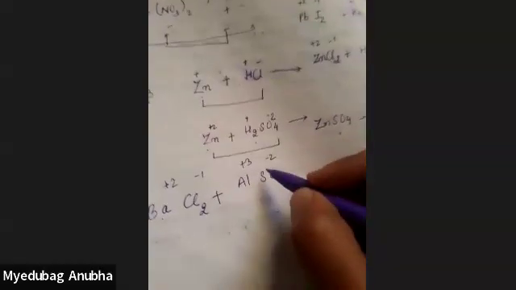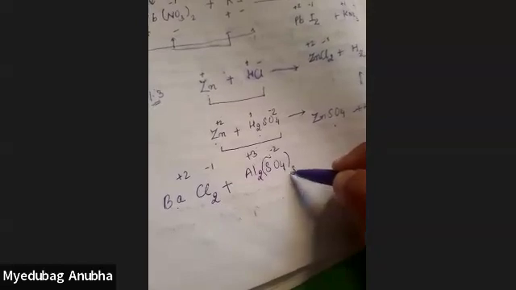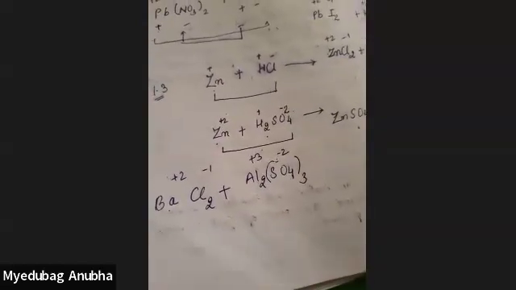Ma'am, Al2SO4. Now see, exchanging, this 2 will come here, Al2. SO4, this 3 will come here, but in the form of a bracket. Now you understood how you are framing the formula?